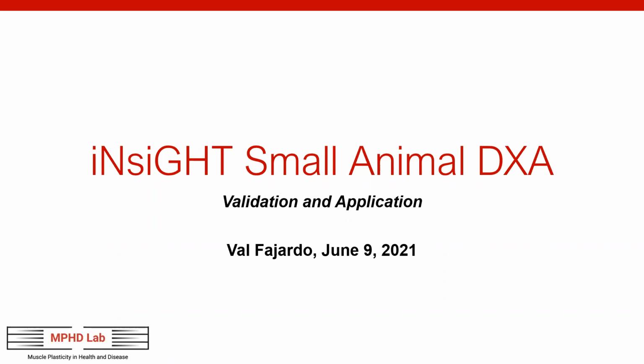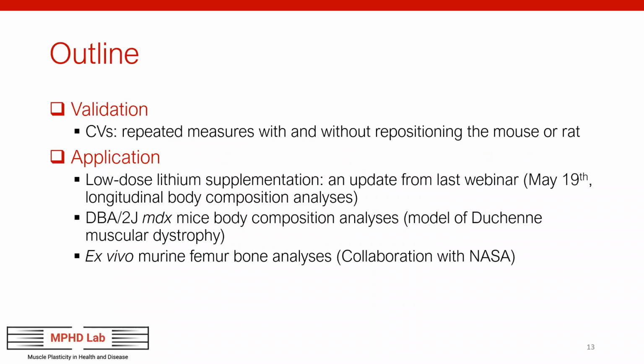So there's 2 main points that I want to talk about today, and that's validation and application. So validation, as Tanya was talking about, I'm going to be showing you some coefficient of variation. What we've done here is just repeatedly measure the same mouse with and without repositioning. And we've done it with a mouse as well as a rat. So that may be of interest to some of you here today. And then in terms of application, as I mentioned, we have about 4 to 6 projects ongoing with this small animal DEXA, and I just picked a few to show you today.